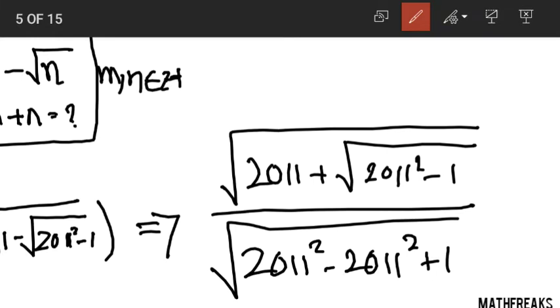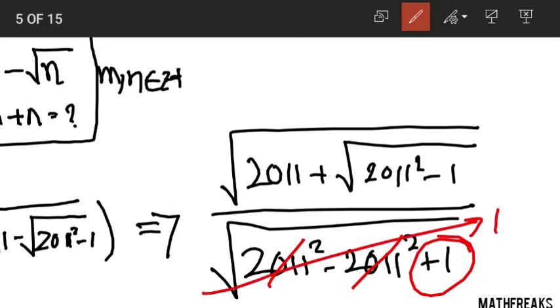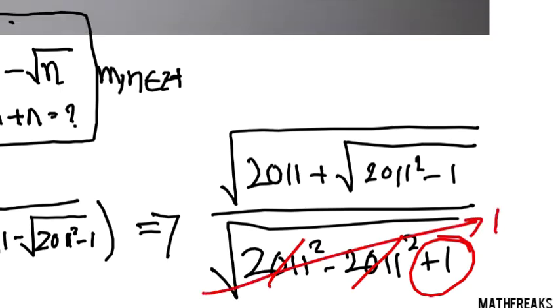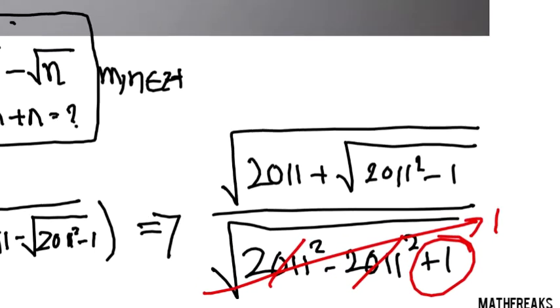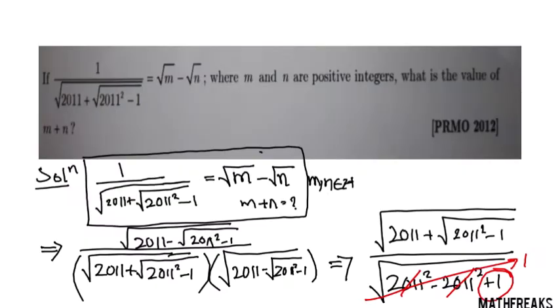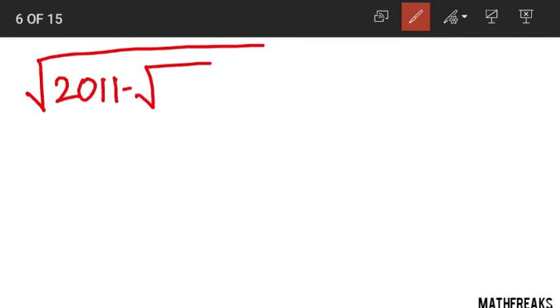Yes, this has helped us a lot. So this gets cancelled and 1 is left, so the denominator is 1. Now don't forget that in the RHS there is root of m minus root of n. Now we were left with 2011 minus root of 2011 whole squared.